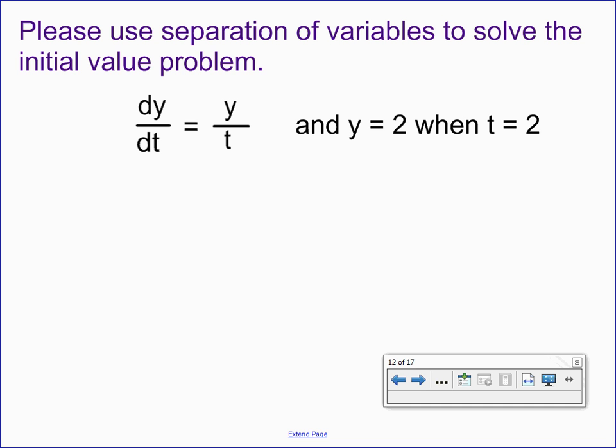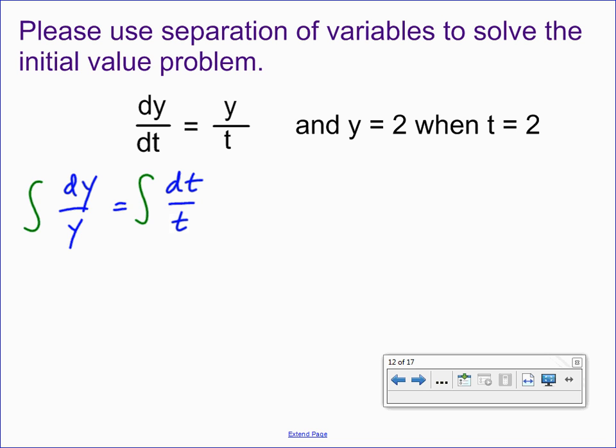Does it look like we can separate the variables through multiplication and division? Boy howdy, if we divide both sides by y and multiply both sides by dt, we will have separated the variables. On the left, we get dy over y. On the right, we multiply the dt over and get dt over t. So this was a separable differential equation. Now we can proceed with our integration.